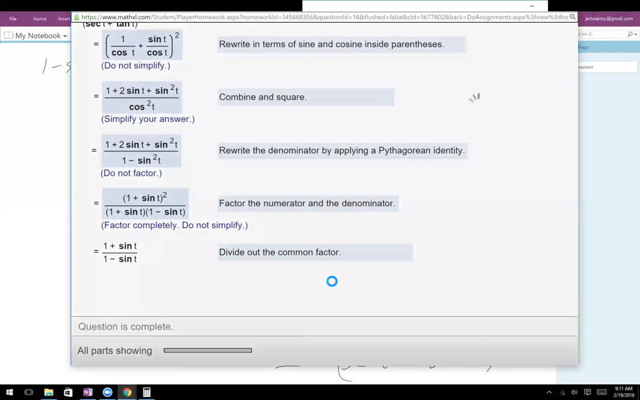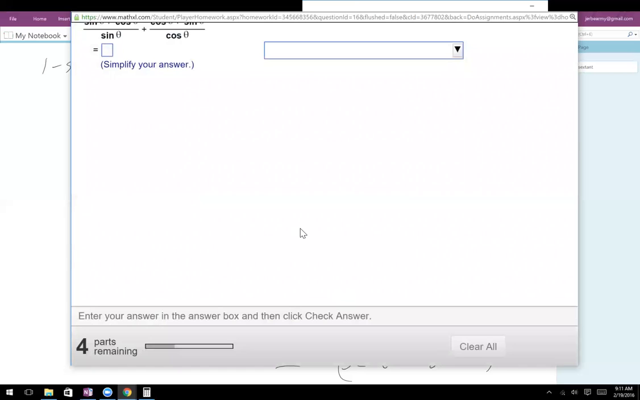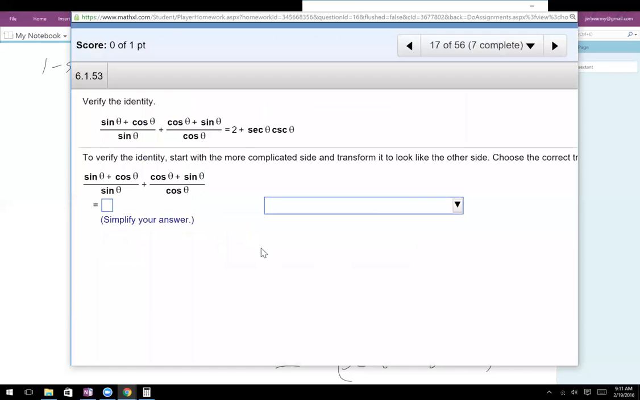All right, let's do the next question. Do one more of these annoying ones. Oh, that looks really annoying, doesn't it? Sine plus cosine over sine. That's actually really, really easy.